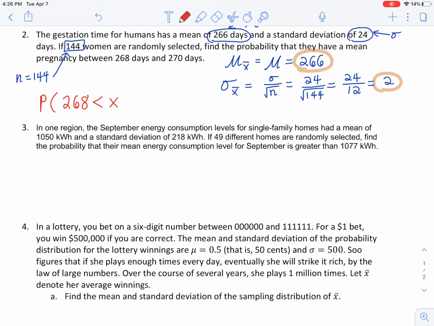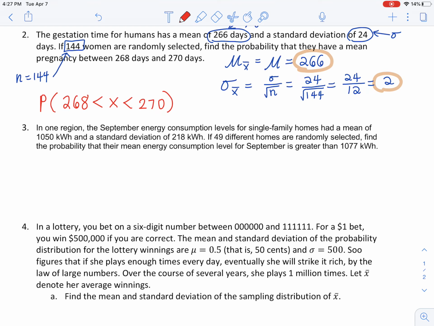So highlight these two numbers. You need them. This is the mean. This is the standard deviation. Write down what we're trying to find. We're trying to find the probability that the pregnancy is longer than 268 days, but less than 270 days.